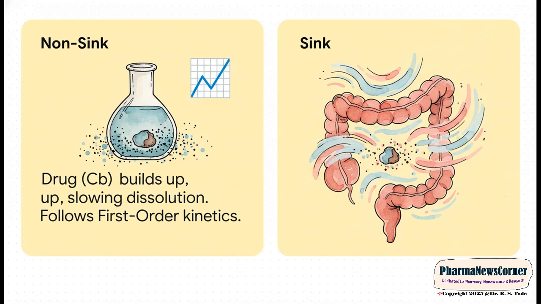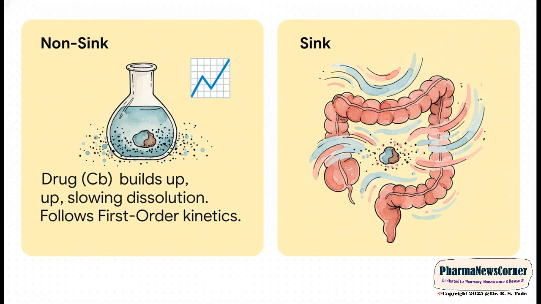Let's say you're in a lab, just dissolving a drug in a beaker. We call that non-sink conditions. The drug concentration in the bulk solution, CB, starts to build up. This makes the concentration gradient smaller, and the whole process slows down. But think about what happens in the human body. As soon as a drug molecule dissolves, it gets absorbed into the bloodstream. This keeps that CB value near 0, which means the concentration gradient stays huge and constant.